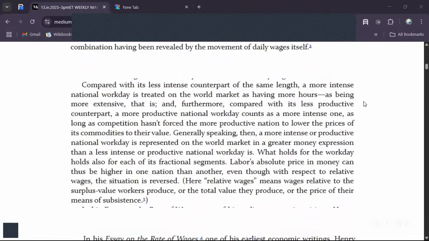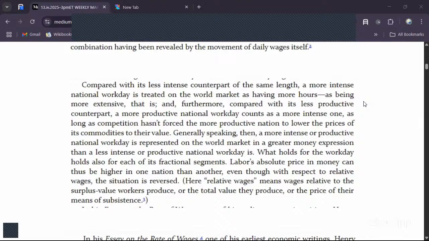Compared with its less intense counterpart of the same length, a more intense National Workday is treated on the world market as having more hours, as being more extensive, that is. And furthermore, compared with its less productive counterpart, a more productive National Workday counts as a more intense one, as long as competition has forced the more productive nation to lower the prices of its commodities to their value. Generally speaking, then, a more intense or productive National Workday is represented on the world market in greater money expression than a less intense or productive National Workday is. What holds for the workday holds also for each of its fractional segments.